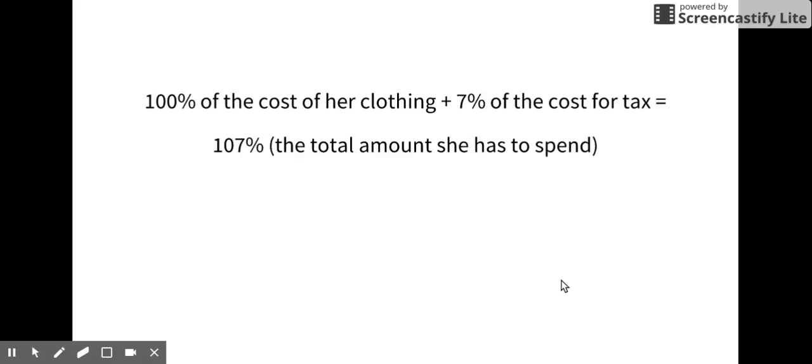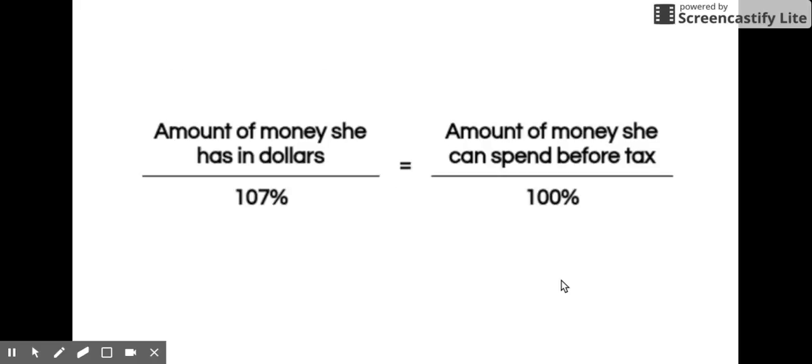So we can think about it this way. 100% of the cost of her clothing plus 7% of the cost of that clothing for tax equals 107%. The total amount she can spend is 107% of the cost of the clothing. So that means 107% is equal to $45. We're going to set up our proportions. Proportions are just two ratios that are set equal to one another.